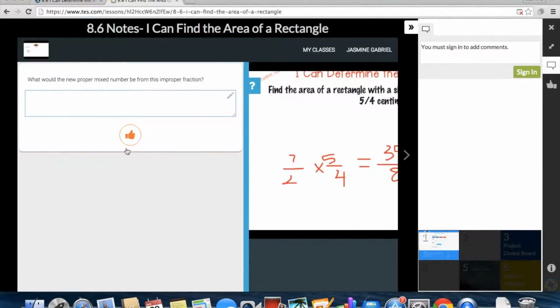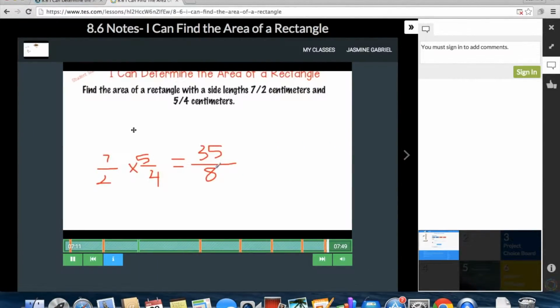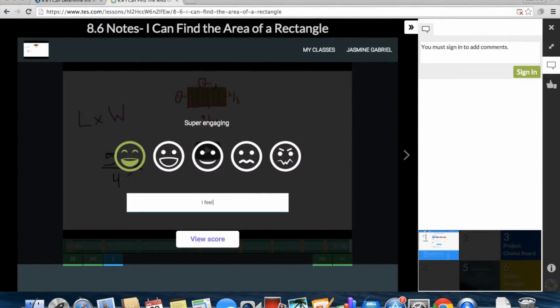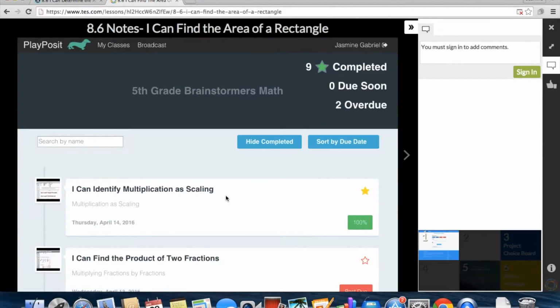And then she asks me what the new proper mixed number would be for the improper fraction. And now I typed it in, and I got it right. So now, that was the last question, and then it asks me how I felt, and I said that I liked it a lot because I got to understand it more even though I got it wrong.